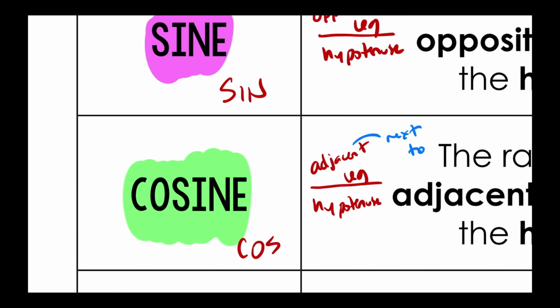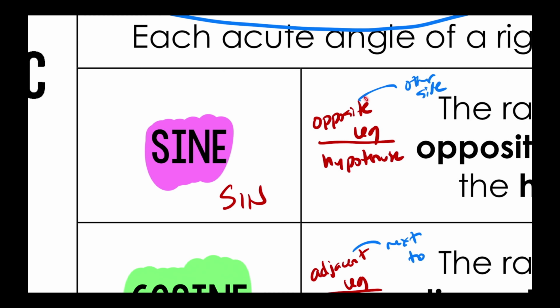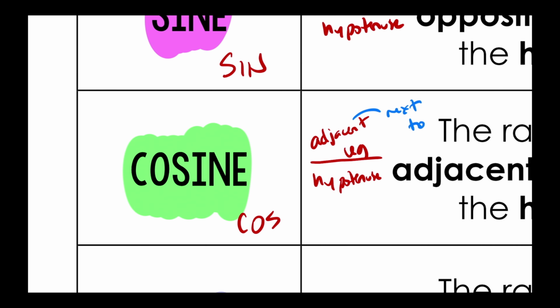When I talk about cosine, and somebody's saying, Mister, what do you mean by opposite? Opposite means the other side. So whatever angle you're standing at, it's the leg that's on the other side. For cosine, I want the adjacent leg over the hypotenuse. Adjacent may be a new word for you. It means next to. So I want the leg that's next to the angle.